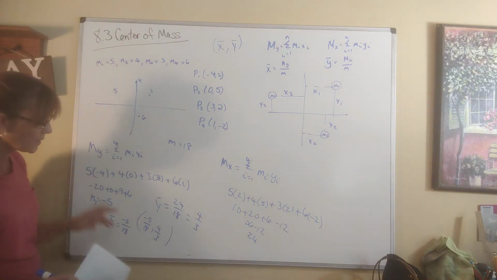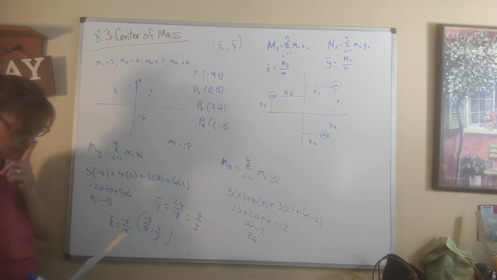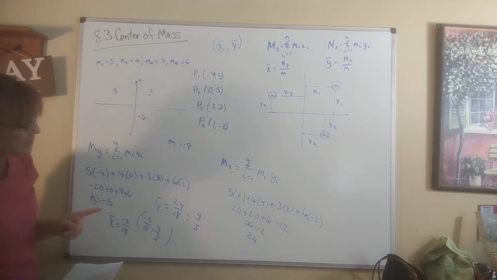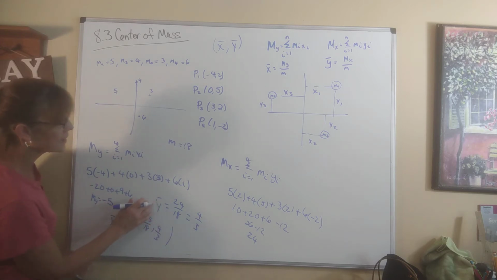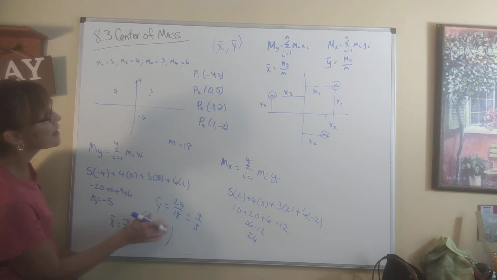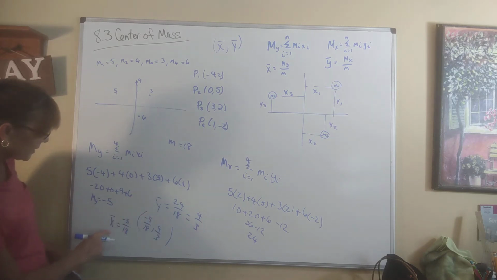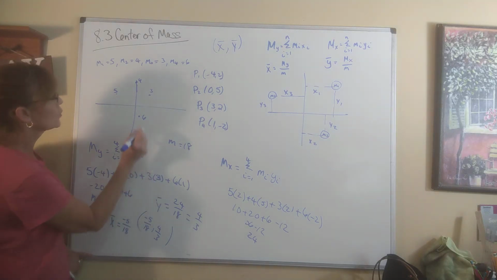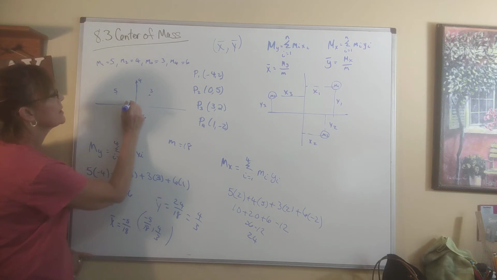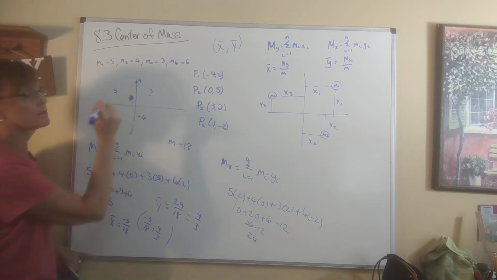And so, did I do those backwards? Did I write that backwards? Let me just see if I wrote that backwards. I said m sub x. This is m sub x. No, that's right. Y is that, X is that. Okay, so I calculated that x is -5/18, and y is 4/3. That means the center of mass would be about to the left here, about right there. This is where its center of mass is.